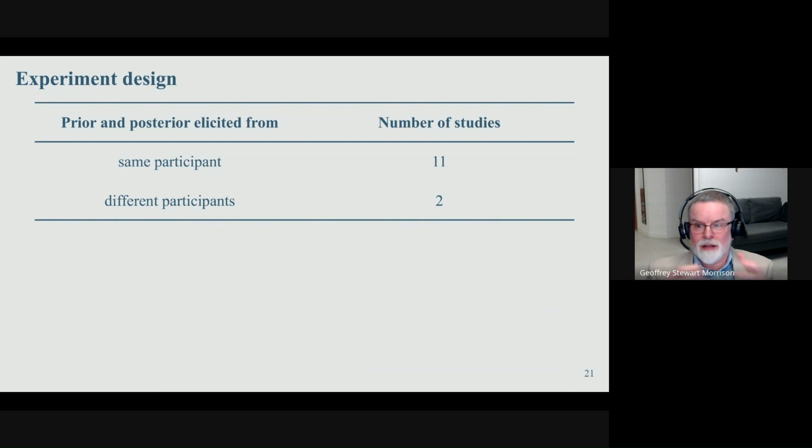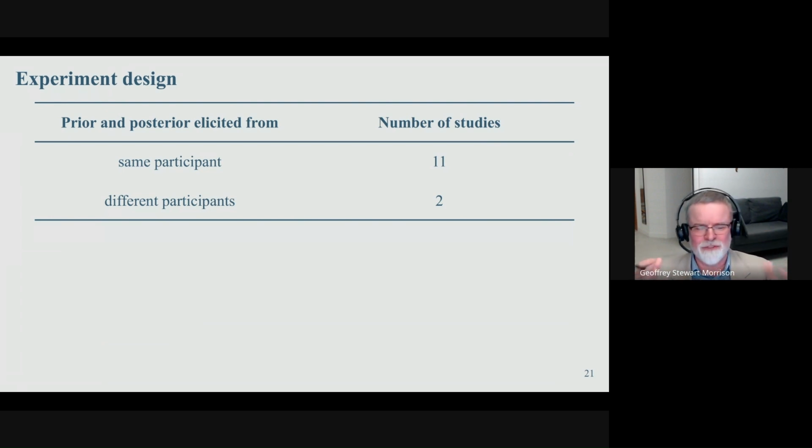I mentioned before studies that would elicit prior probabilities or prior odds, present the likelihood ratio, then elicit the posterior odds or posterior probabilities. So most of the studies did that within participants. So the same participant gave you the prior odds and the posterior odds. There were a couple of studies that had different groups, and what they did is, for example, one group just got the case information and didn't get the evidence, didn't get the likelihood ratio, and another group did get the likelihood ratio. So that first group was used as the prior for the second group.